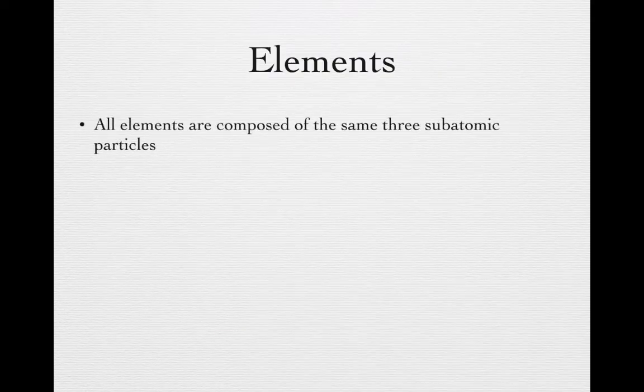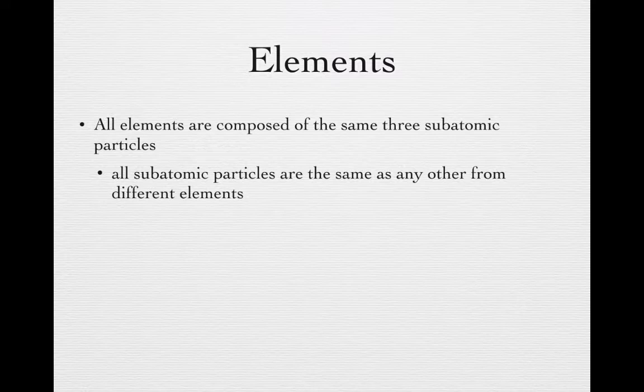So if we look at elements, what we see is that all elements are composed of the exact same 3 subatomic particles. So all of the elements, all of the atoms that give us all these different properties are all made up from the same 3 ingredients: protons, neutrons, and electrons. All subatomic particles are the same as those from any other element.